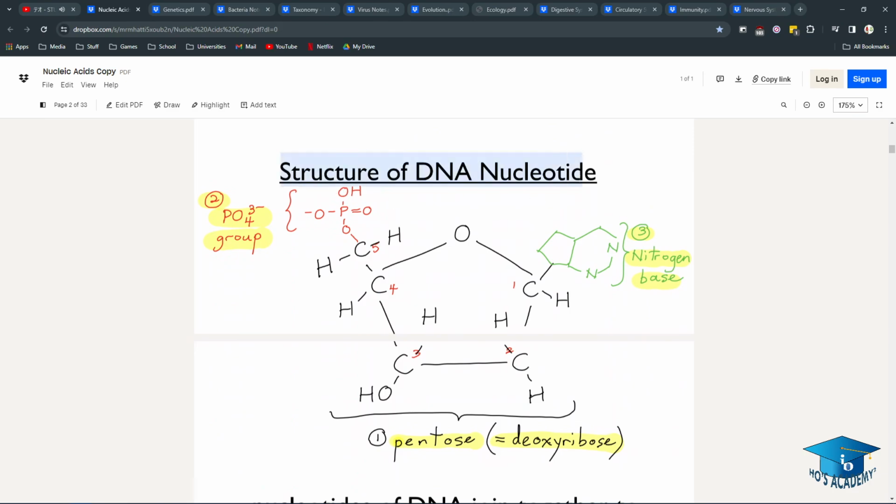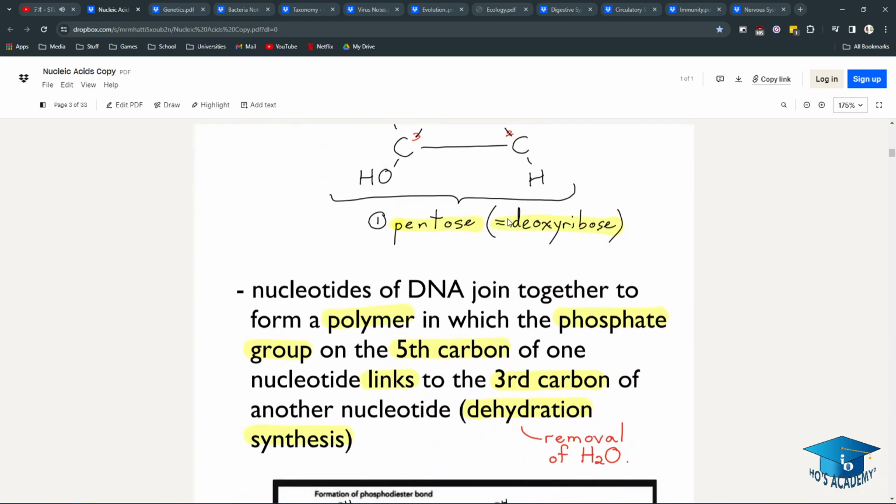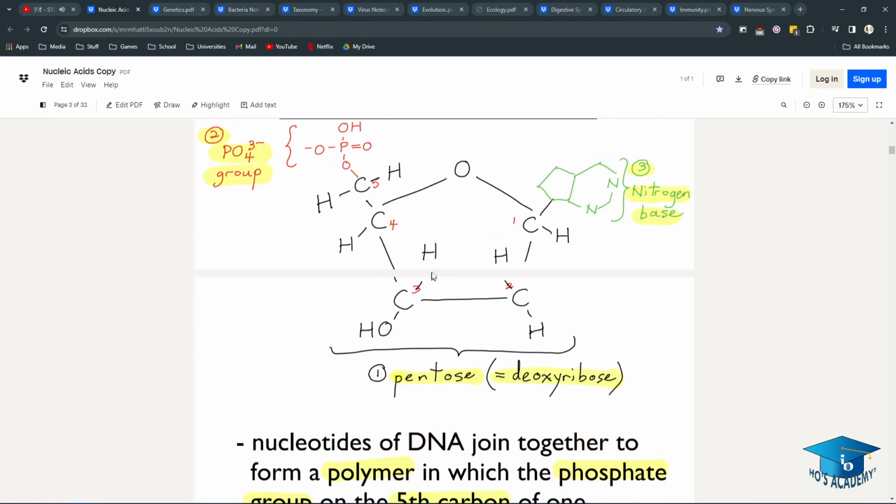The structure of a DNA nucleotide: there's the PO4 3- group, the phosphate group in the top left, the nitrogen base on the right here on the first carbon, and this sugar base is called a pentose sugar. So it's deoxyribose because on the second carbon here, there's supposed to be another hydroxide for it to be a regular ribose sugar, but it's missing the oxygen, which is important for stability because oxygen is quite a reactive element.